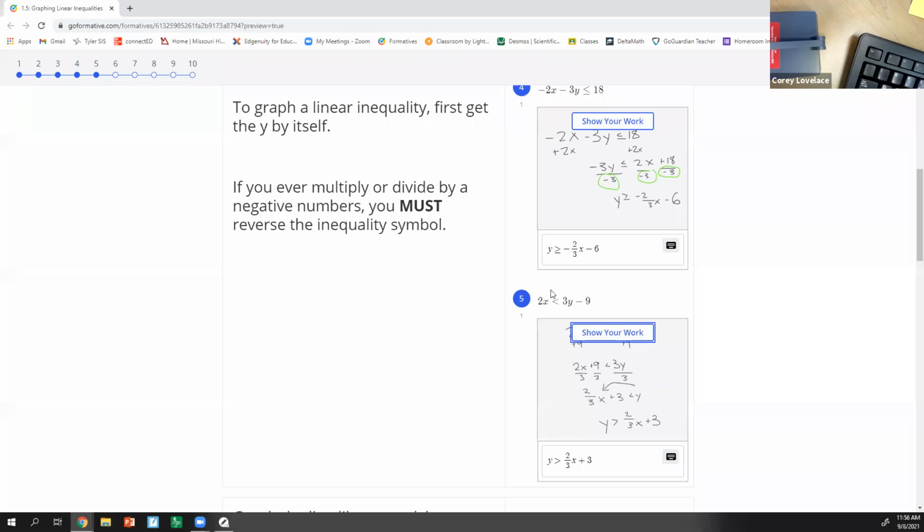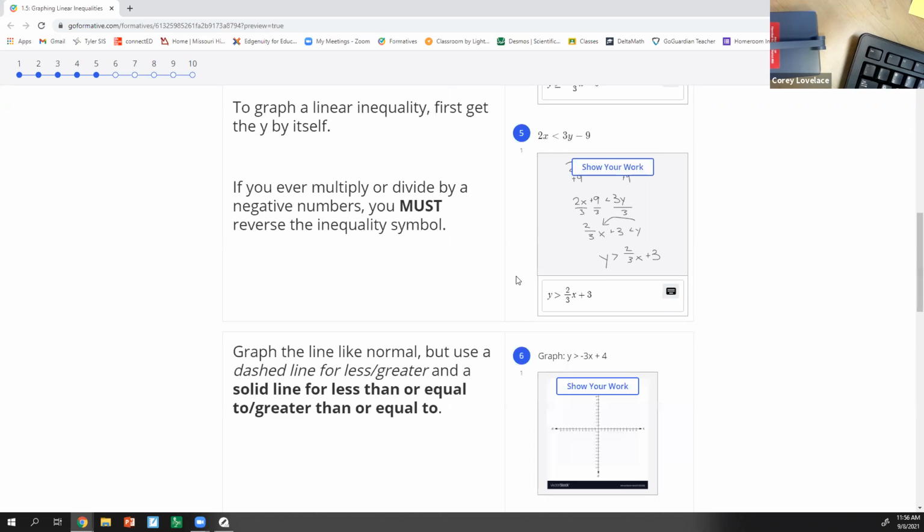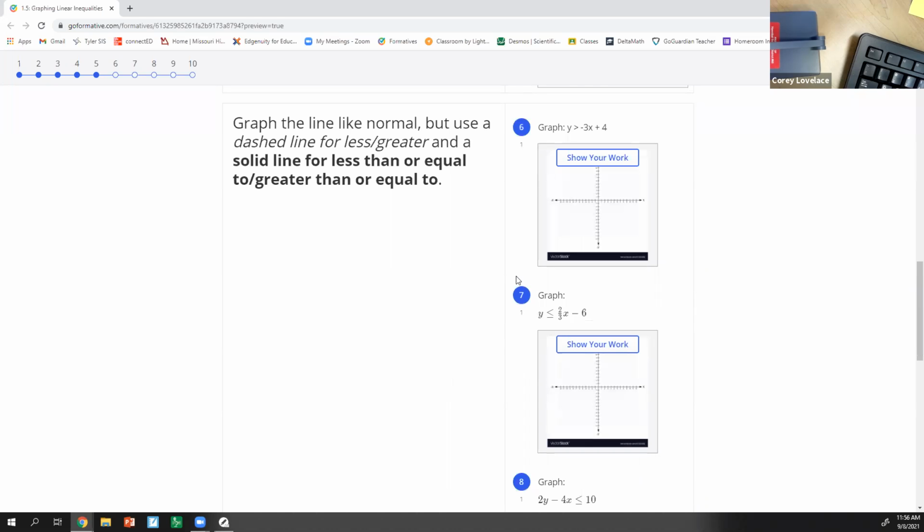So again, get y by itself, do the algebra that you would do, and then the only extra thing is be careful with the inequality symbol, and especially remember, if you ever multiply or divide by a negative, you must reverse the symbol. As far as the graphing, we're going to graph like normal, but we're going to use a dashed line for less or greater and a solid line for less than or equal to, greater than or equal to. And then we're also going to either shade above if it's greater or shade below if it's less.